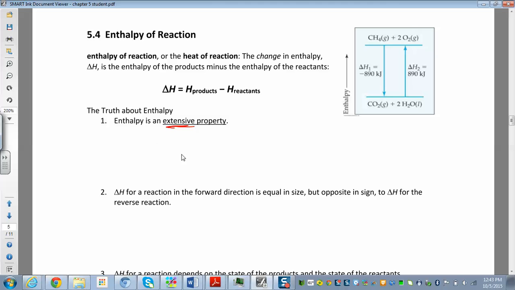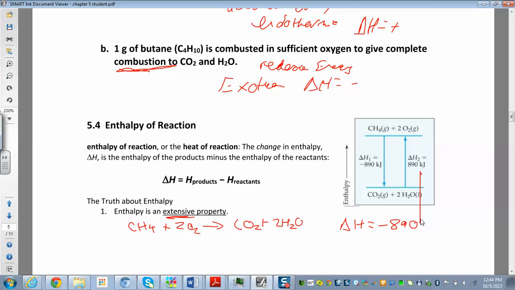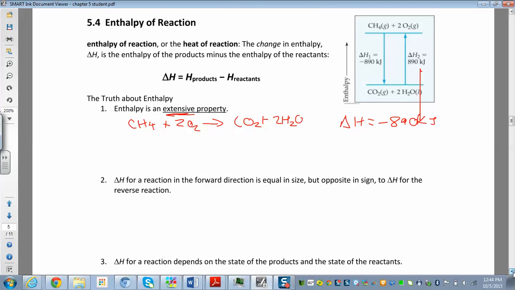So if we had this reaction, let's just look at a simple combustion reaction. We have methane plus some oxygen, and we get carbon dioxide and 2H2O, because that's a combustion reaction. Suppose the delta H here, the enthalpy of this reaction, it's exothermic because it's combustion. So suppose it was negative 890, I don't know why that happens, kilojoules. This is for 1 mole of methane.